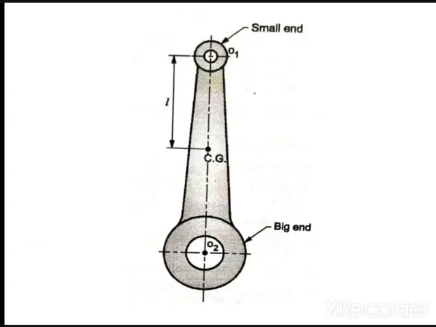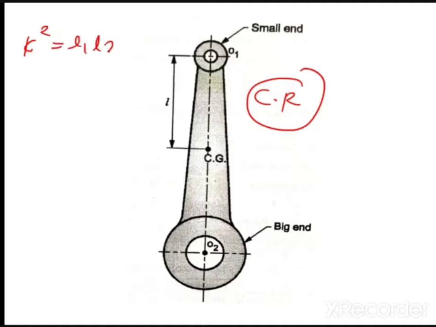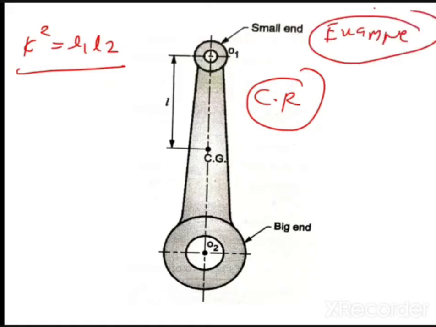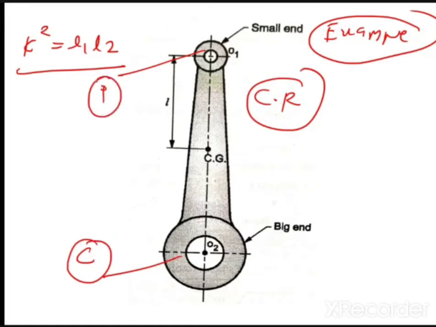Now let us take an example of a connecting rod. I have got a relation k squared is equal to L1 into L2. If the system is able to satisfy this equation, then you can say that the system is dynamically equivalent. Let us see what the modification is. The example is a connecting rod, with the small end connected to the piston and the big end connected to the crank. Let us say this point is O1. The distance between the point O1 and the CG is L.